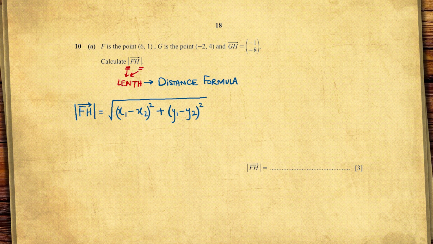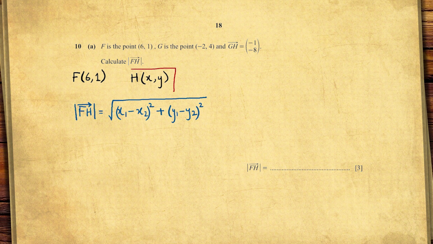And in the vector FH, the starting point is F and the coordinates of F are given to us in the question, (6, 1). And the ending point is H and the coordinates of point H are not given to us. So the coordinates of H are unknown and we can find them using the vector GH. In the vector GH, G is the starting point and H is the ending point.